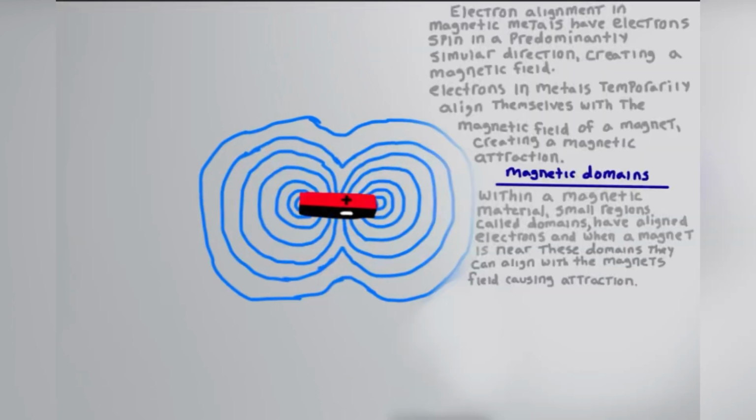Electron alignment: in magnetic materials or metals, electrons spin in a predominantly similar direction, creating a magnetic field. Electrons in metals temporarily align themselves with the magnetic field of the magnet, creating a magnetic attraction. Within a magnetic material, small regions called domains have aligned electrons, and when a magnet is near these domains, they can align with the magnet's field, causing attraction.